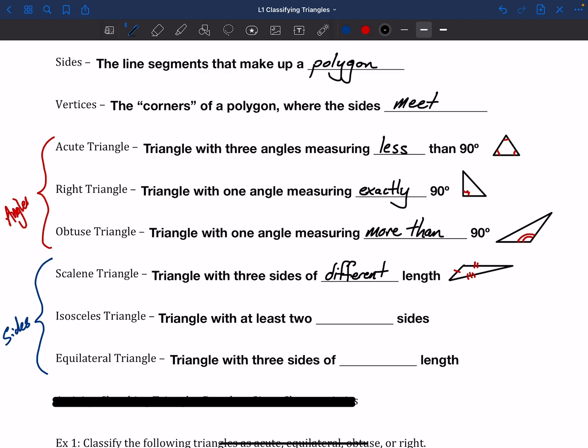An isosceles triangle you may have heard of before, that is a triangle with at least 2 equal sides, right? So an isosceles triangle might look something like this, where these 2 sides that are kind of standing up appear to be the same size as one another, right? That last one is just kind of hanging out. It's doing its own thing.